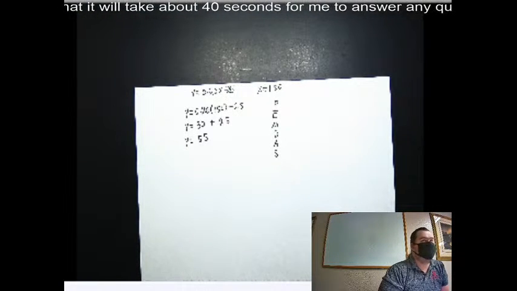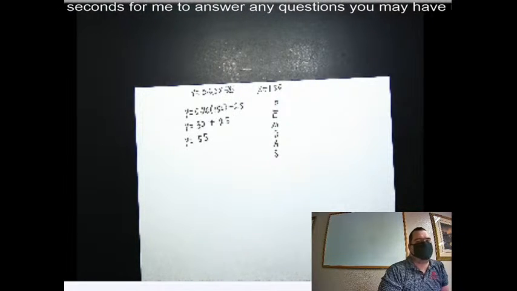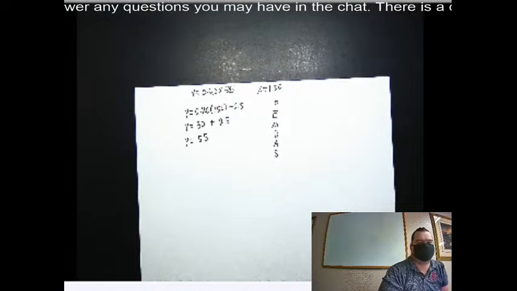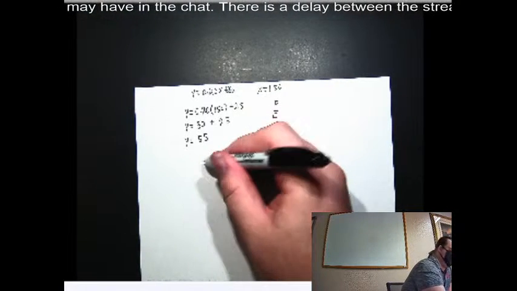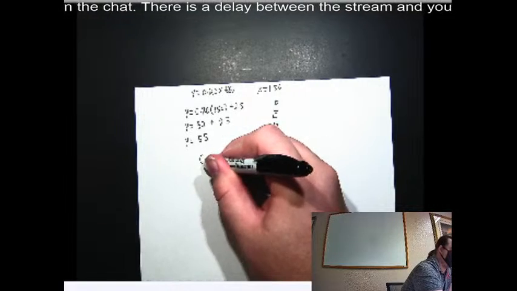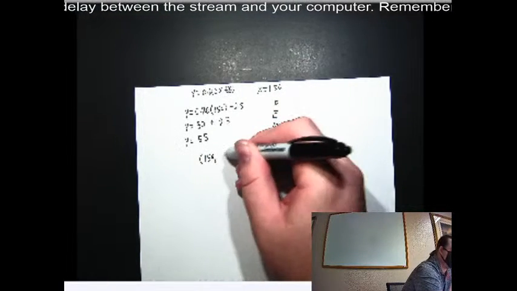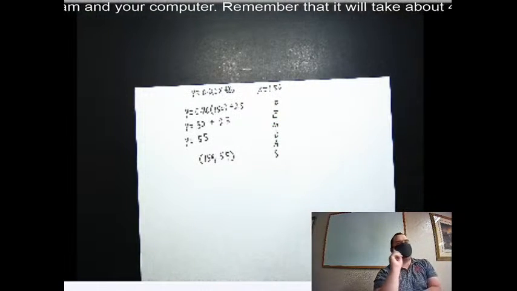So if we use 150 minutes in a month, our bill comes out to be $55. Make sense? Good. So as a point on a graph, that would be 150 for our x and 55 for our y. We'll come back to that in a minute.